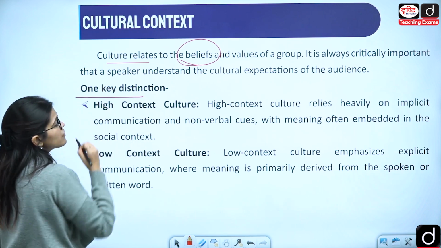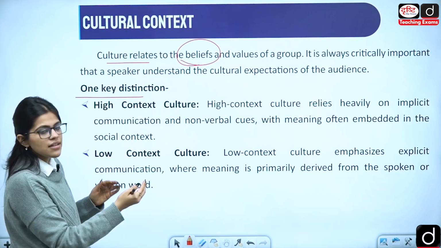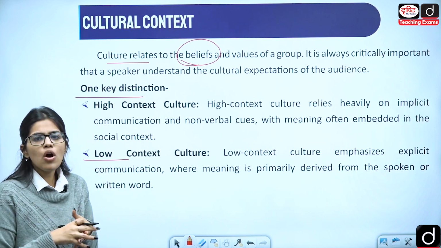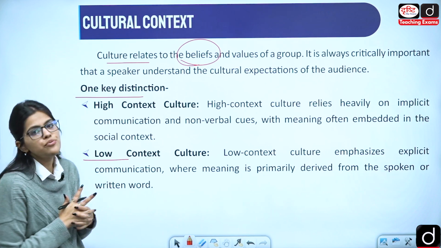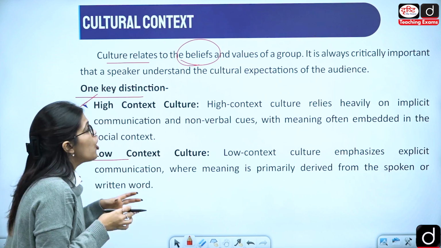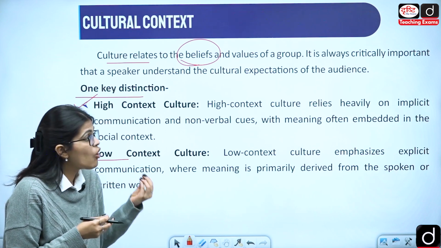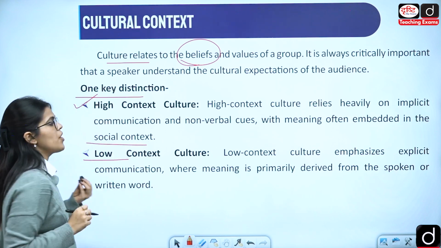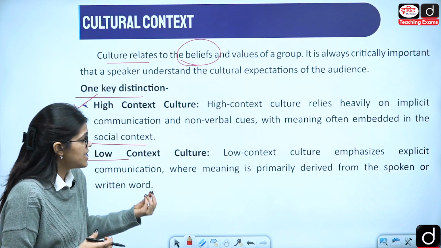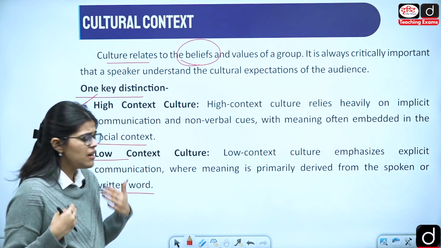There are two topics that need to be discussed under the cultural context: the high context culture and the low context culture. In previous exams, they have asked about it. So let us talk about these two types of contexts related to culture. High context culture relies heavily on implicit communication and non-verbal cues, with the meaning often embedded in the social context. Whereas the low context culture emphasizes explicit communication, where meaning is primarily delivered from the speaker in the written form or in the spoken form.